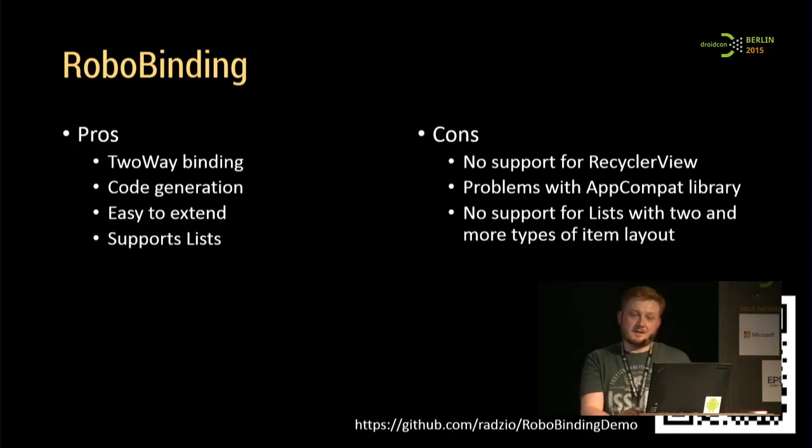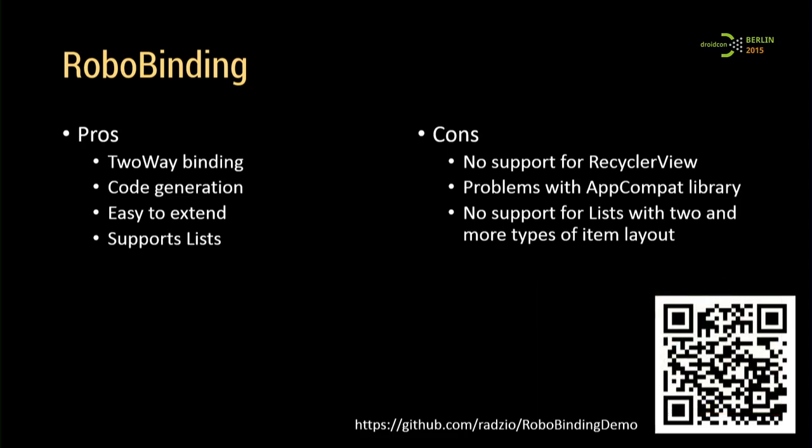Pros: it has working two-way binding. It's generating code during compilation, so there should not be any problems with performance. It's easy to extend because, again, we can create our custom bindings and custom converters, so we can write once and use our custom bindings across the projects. And it supports lists, which is really important for us.